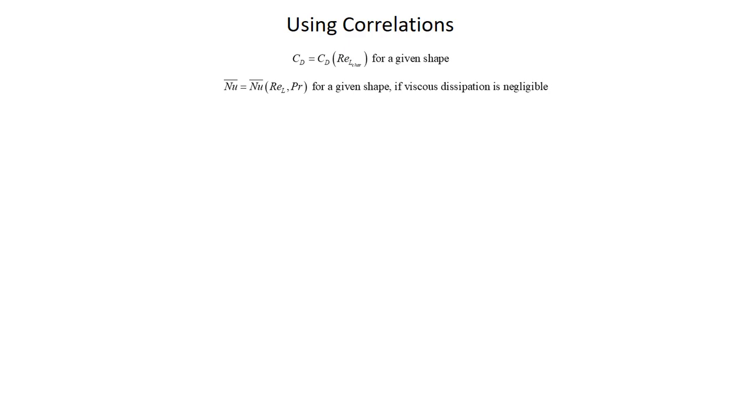All right, so last time we talked about the basis of some of these dimensionless correlations for convection and where they came from. Today we're going to talk about how we use them. There were basically two types of correlations that were most important. The top one here is the drag coefficient. For a given shape, the drag coefficient, which is the dimensionless form of the drag force, is a function of only the Reynolds number.